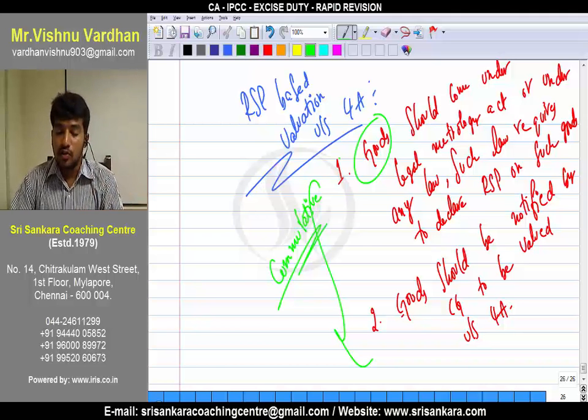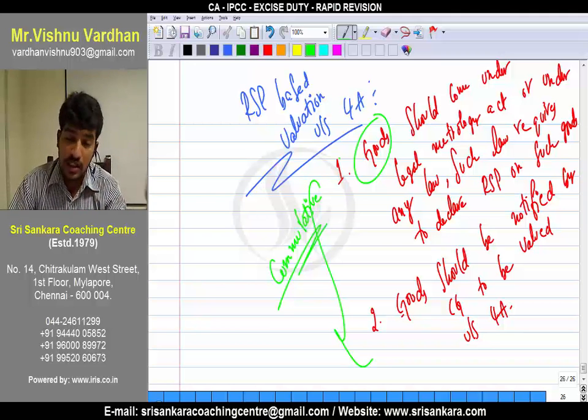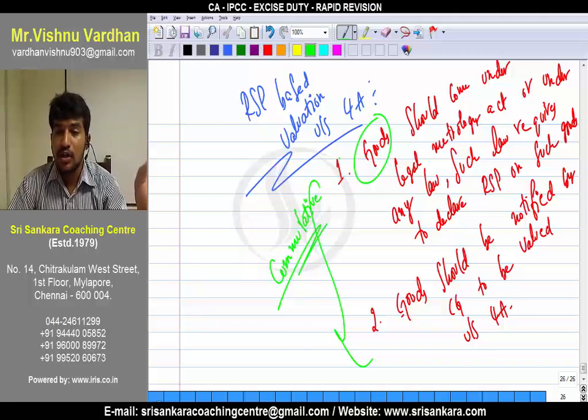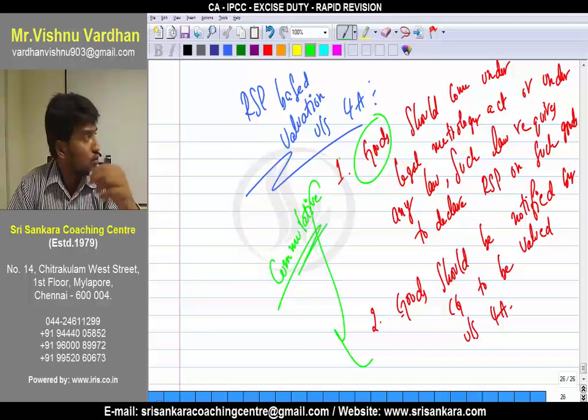That means if the goods are notified by the central government to come under RSP section 4A, but they are not covered under any other law which says to declare RSP on them, then RSP valuation under section 4A will not apply. If the goods are covered under the Legal Metrology Act or any other law which says to declare RSP on such goods, but it is not notified by the central government to take it into RSP valuation, then also it will not apply.